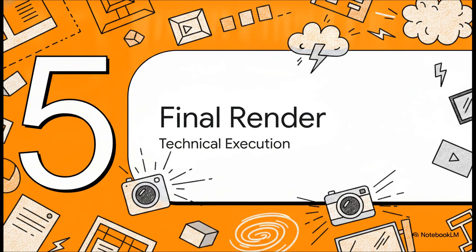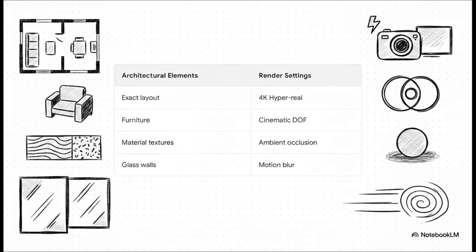Finally, Section 5, executing the final cinematic render. Okay, let's look at this breakdown, because this is where the magic truly happens. On the left, we've got the physical design elements from our floor plan, the exact layout, the furniture placement, the material textures like marble and oak, and those full-height glass walls. But to turn that into our movie, you need the right render settings.